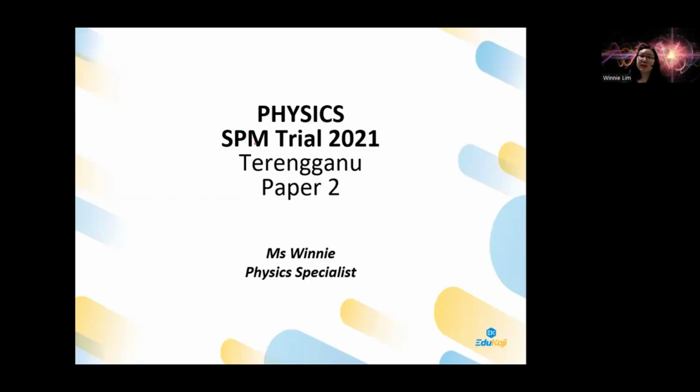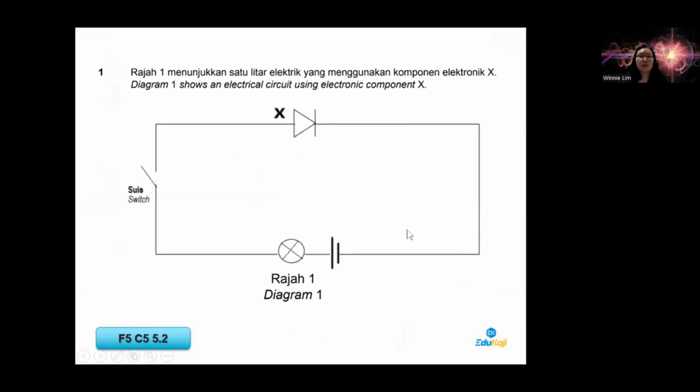So today we will discuss Physics SPM Trial 2021, Terengganu Paper 2. So let's look at the first question. The first question is on a Form 5 topic, Chapter 5, Electronics on Semiconductor Diode.